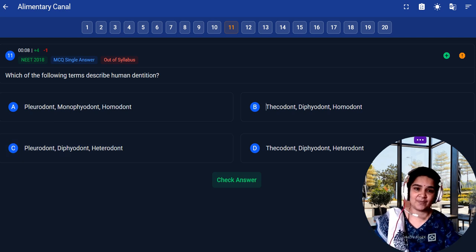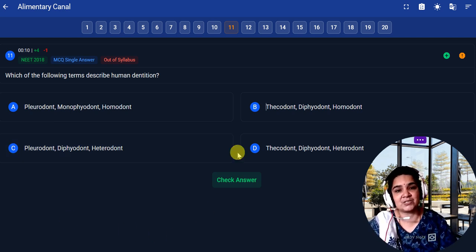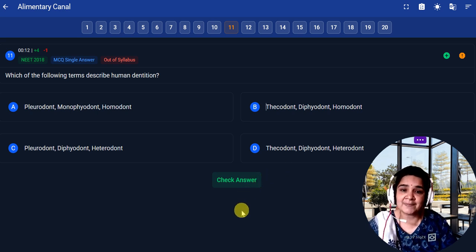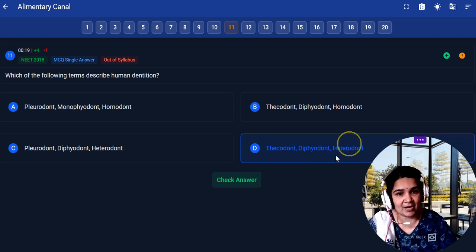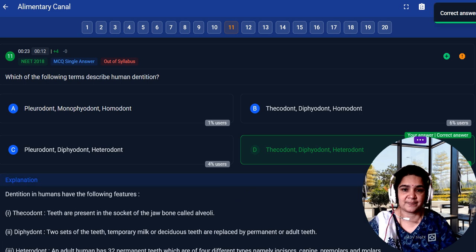If we see the teeth in human beings, they are present in the socket. So it is thecodont. And two times in our lifetime, the teeth will occur. So it is diphyodont. And four types of teeth are present. So we call it heterodont. That is incisors, canines, premolars, and molars.